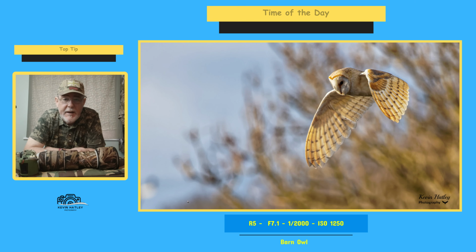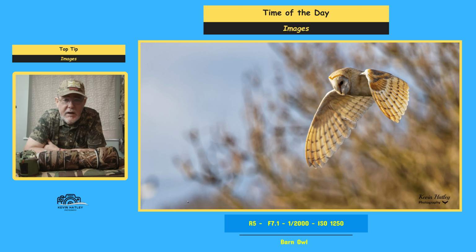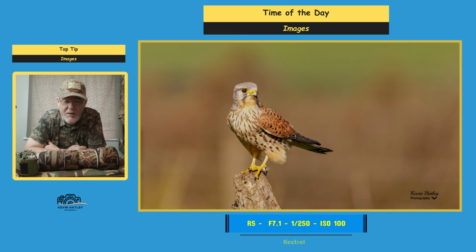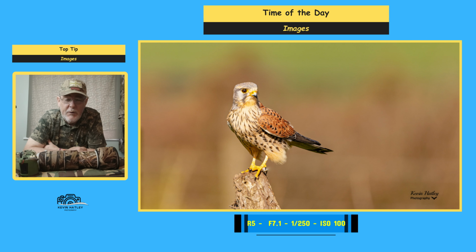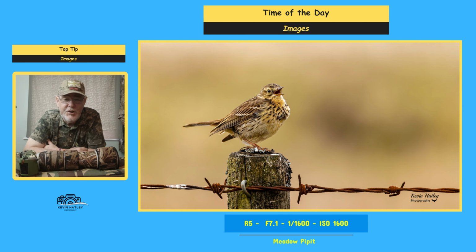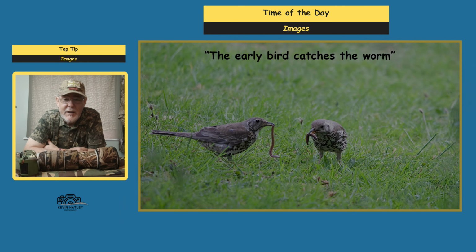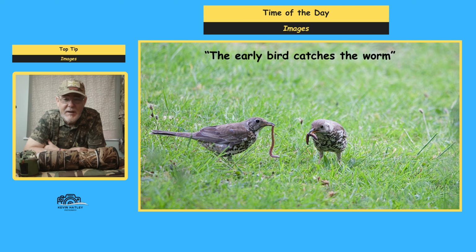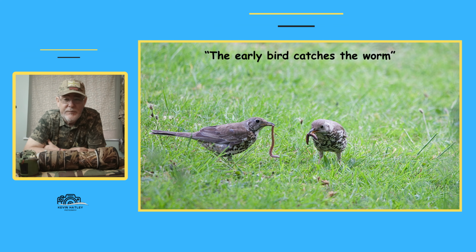Top tip: time of the day. What's the best time of day to go out and photograph birds? Probably there are 2 real best times during the day to do that, and that is at sunset and sunrise, which is known as the golden hours. That time of the day often offers you the best light available for wildlife photography. The fact is, you just need to get out there. And as the saying goes, the early bird catches the worm. So, time of day, the golden hours.